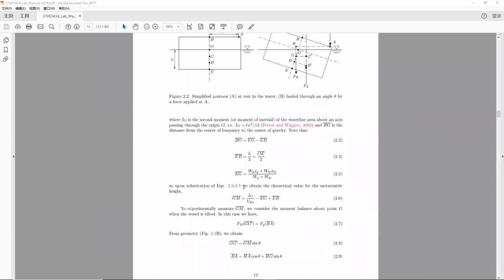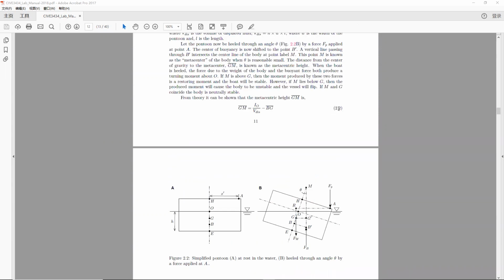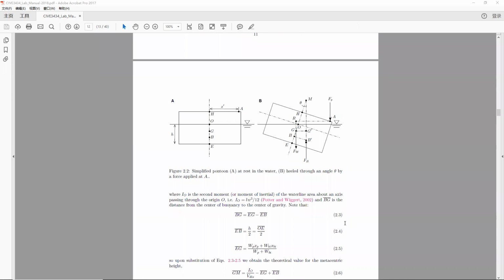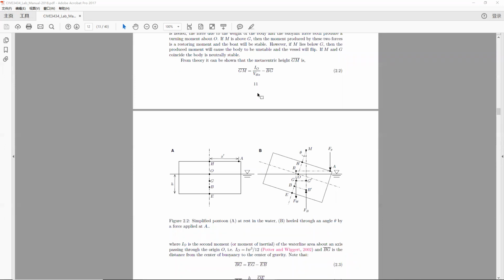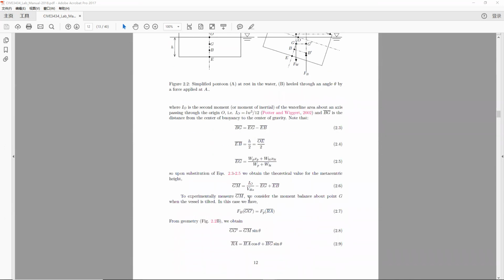Let me see. Yeah, this one. Using this equation, actually, equations 2.3, 2.4, 2.5 are just the expansion of equation 2.2. So from the theory, it can be shown the metacentric height GM is this one, 2.2, the theoretical GM. By using this equation, you can get the GM theoretical in 3 cases.